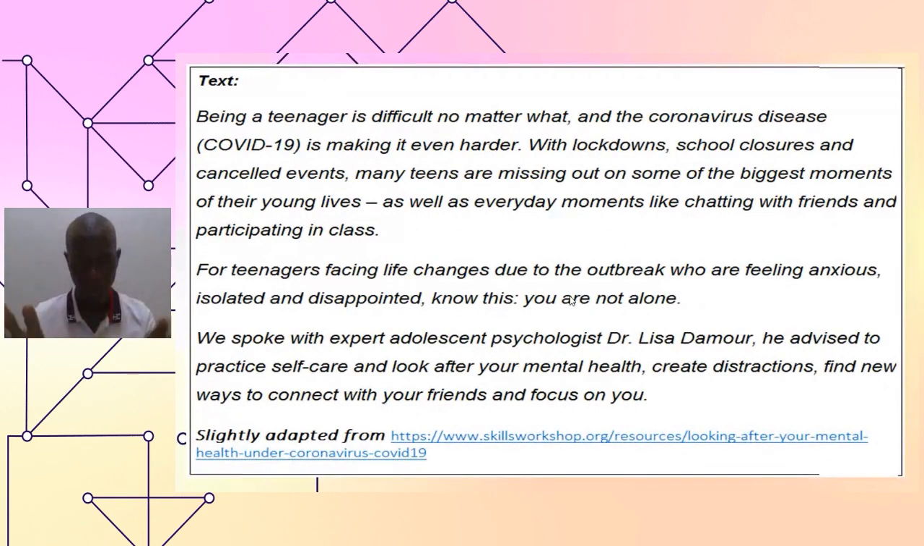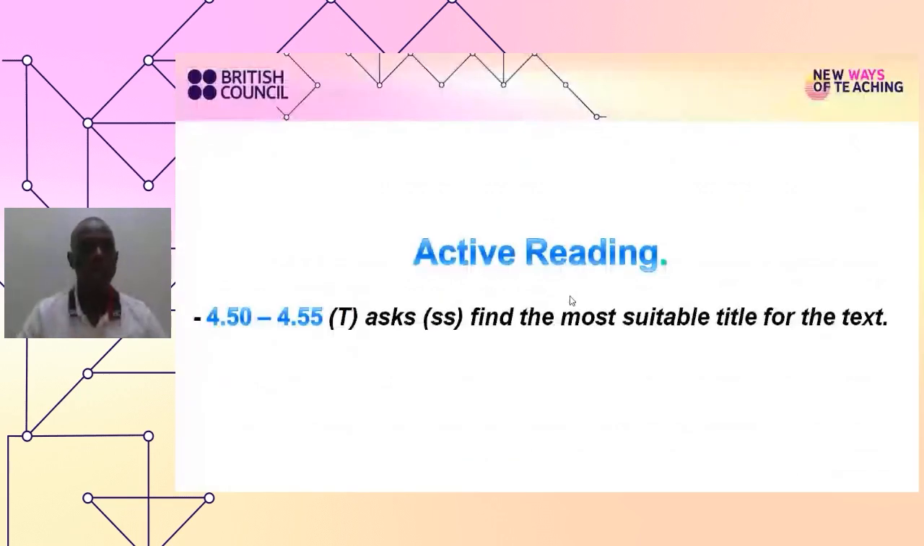So I send the text to the bigger group and I ask them to read silently for 2 minutes, 3, up to 5 minutes, depending on the class I have and the level I have. Now, after the silent reading, I'm going to ask them questions depending on whether they work in pairs, alone, or in a group. For instance, in the active reading, I ask the students to find the most suitable title for the text.